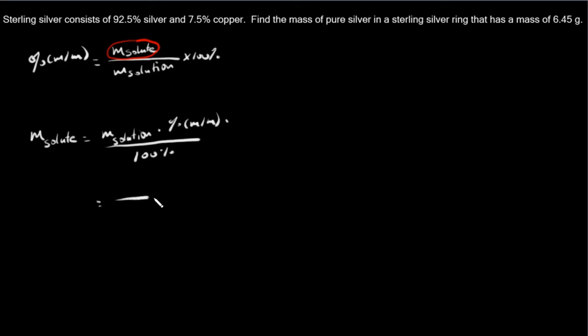So what does that leave us with? We know the total solution, which was given to us at the start: 6.45 grams, which is the proper unit, times the percentage of silver, 92.5%, divided by 100%. This leaves us with 5.97 grams of silver. So in a 6.45 gram ring, if 92.5% of that is silver, you have 5.97 grams of silver in your ring.